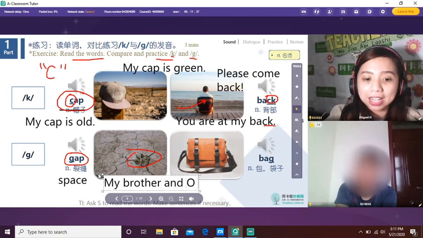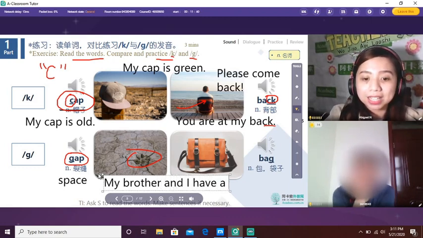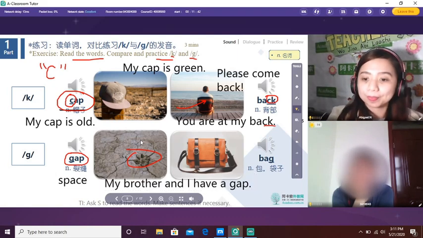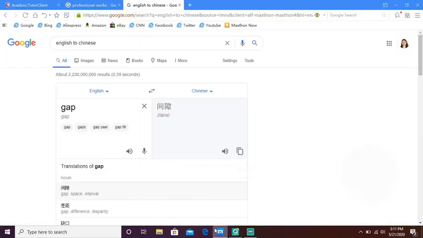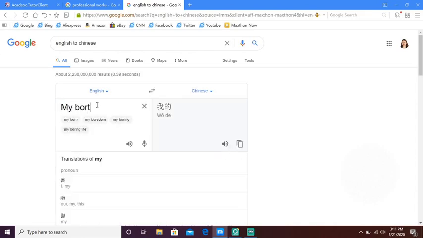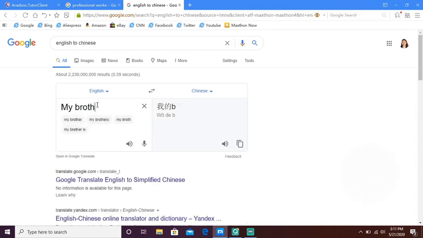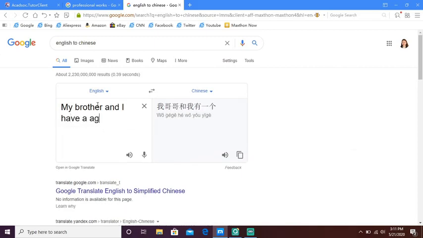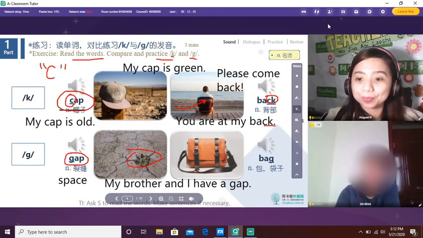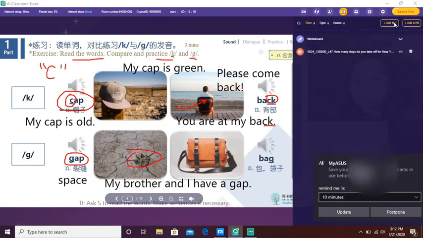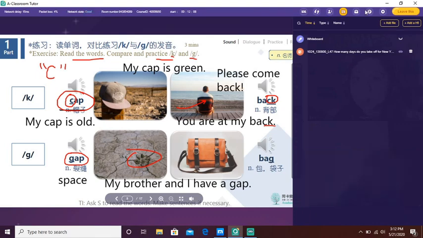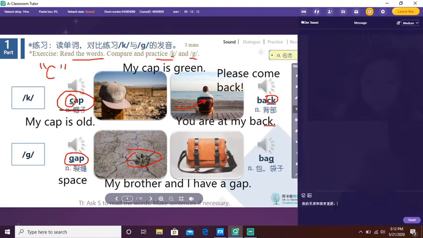My brother and I have a gap. My brother and I, yeah, have a gap. Okay, how about you? 我的兄弟和我有差距。 Yes. 你帮我想. So can you think of a sentence, Jin, with gap?